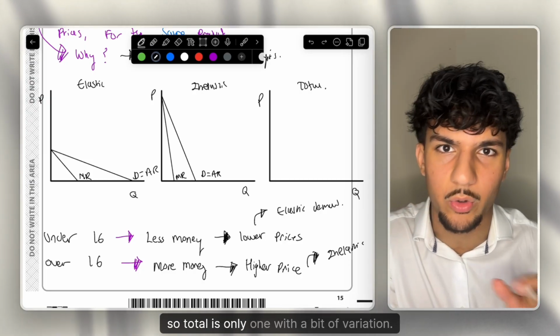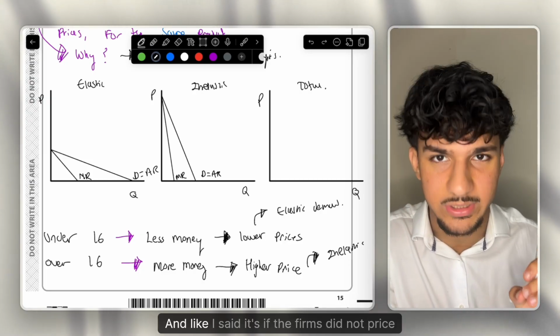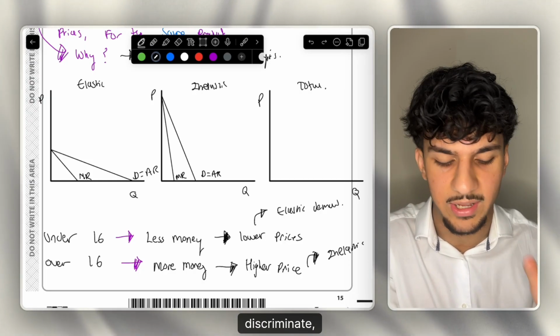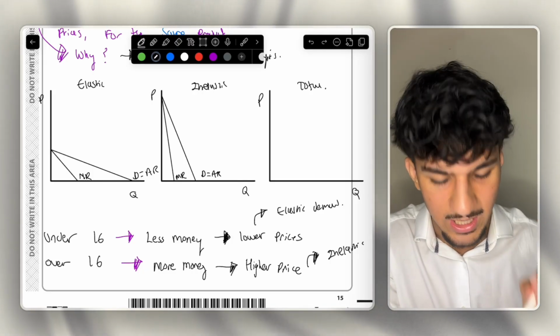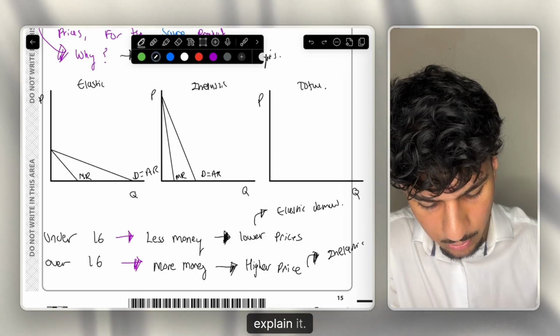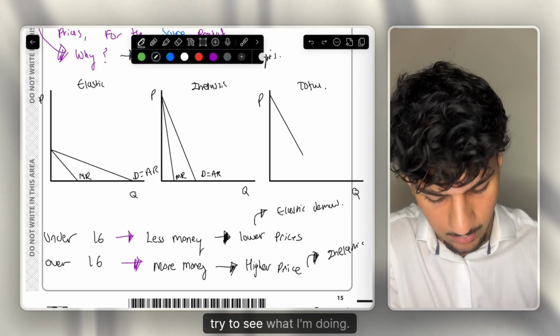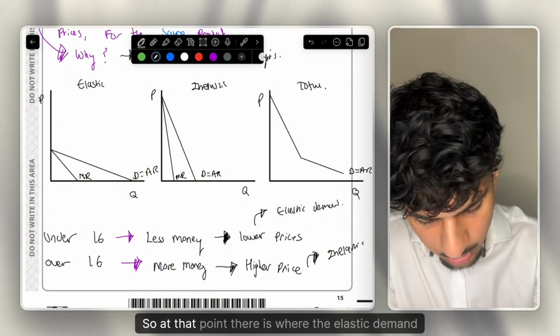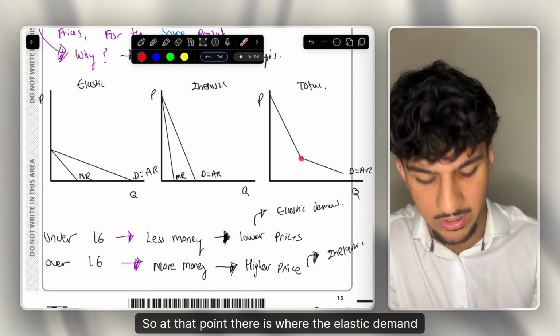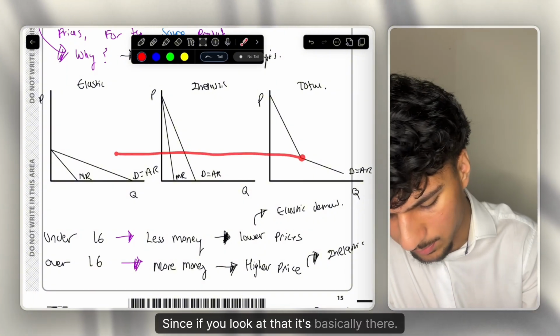So total is the only one with a bit of variation. And like I said, it's if the firms did not price discriminate, if they charged all groups of consumers one price. I'm going to draw it out and then I'm going to explain it, but maybe just looking at it, try to see what I'm doing. So then at that point there, it juts out. And why is that? At that point there is where the elastic demand consumers come in.